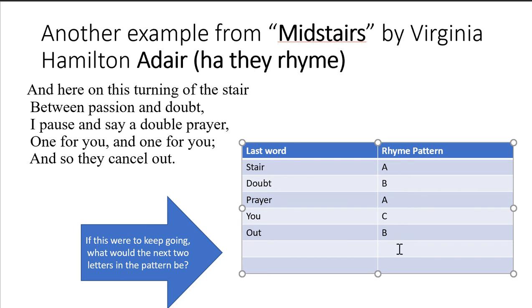If it were to follow the pattern, it's going to go back to A, then B again, and it'll start all over. So A, B, A, C, B, A, B, A, C, B, if the poem were to keep going. But it doesn't, so we're not sure. The pattern could have changed. So you can make your pattern as simple or as complicated as you want. It just has to be clear.